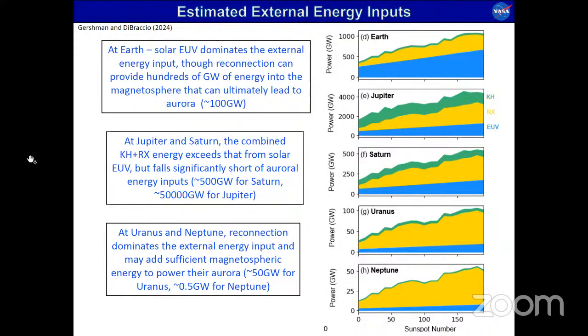And so it may be that at Uranus and Neptune, their weaker aurora can be explained by solar wind energy input being processed by the magnetosphere, as opposed to something more internally driven, such as at Jupiter and Saturn. And so my last slide's next.